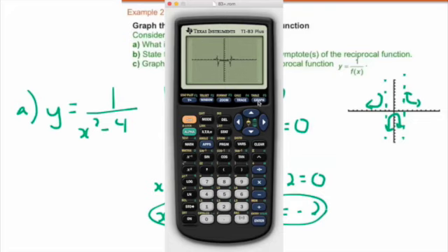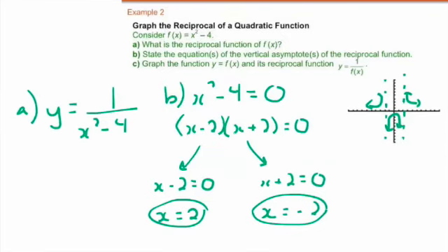And again, my hope is your drawing will be a little bit better than mine, just because I have such a small screen that I'm using. But the point is, can you get the general shape of this graph?